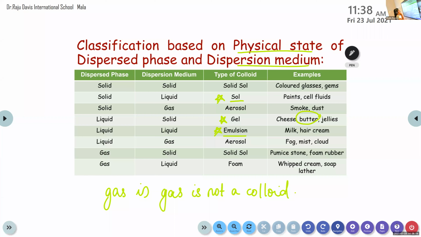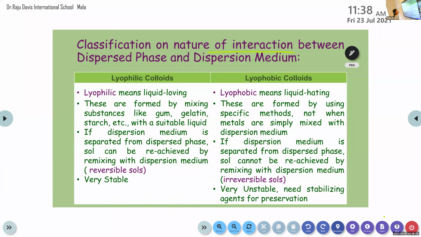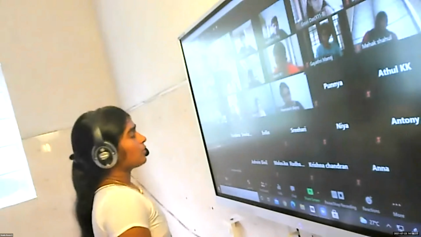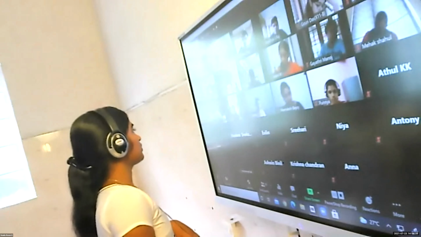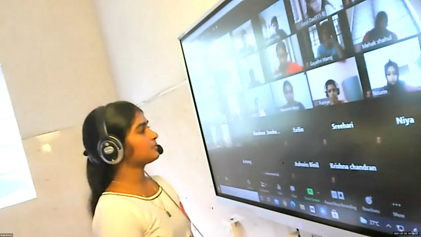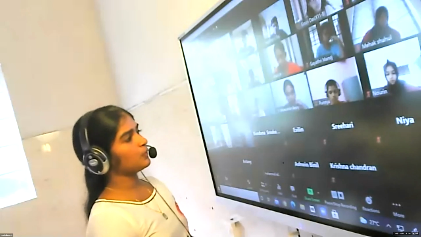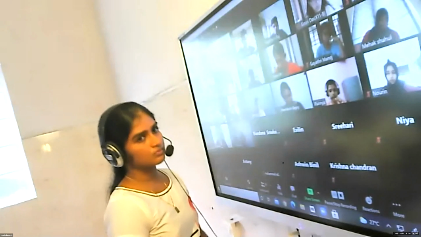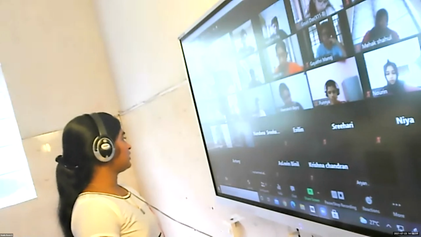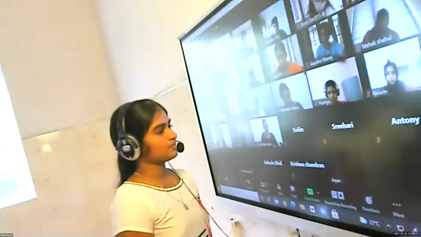So these are two different types of colloids based on the nature of interaction between dispersed phase and dispersion medium. Can you tell me any one property of lyophilic colloids and lyophobic colloids? Meenakshi, can you tell me any one point? Lyophilic colloids are very stable, and lyophobic colloids are not stable. Okay, Punya, can you tell me another point? Lyophilic are liquid loving, lyophobic are liquid hating. Then Gayatri, another one? Lyophilic colloids have reversible sols and lyophobic have irreversible sols. Then Anna, can you tell me one point? Lyophilic is formed by mixing certain substances, whereas lyophobic is formed by special methods. Yes, specific methods are used.